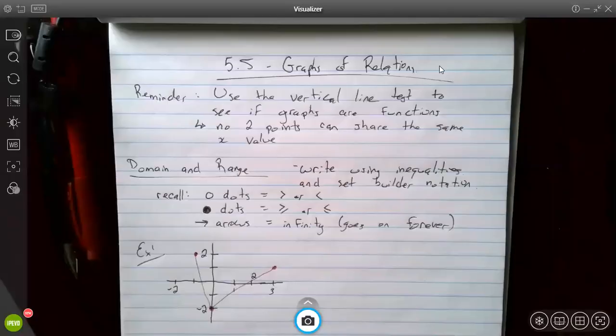Okay, so the first thing to remember is if you're trying to determine if a graph is a function or not, you can always use the vertical line test, where you just draw vertical lines through the graph, and no vertical line can touch more than one point on the graph. So yeah, no 2 points can share the same X value.